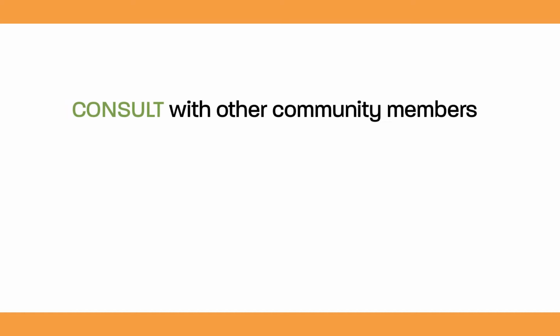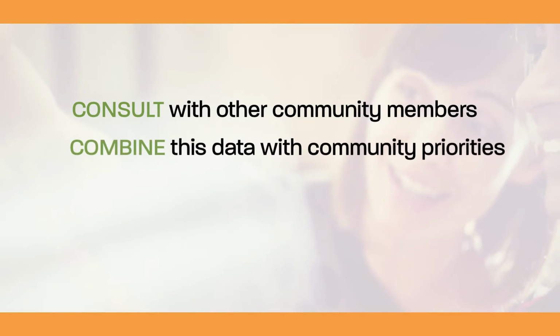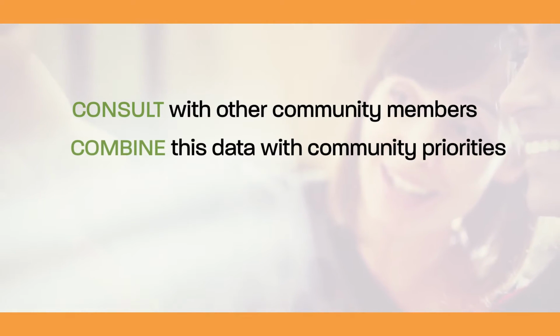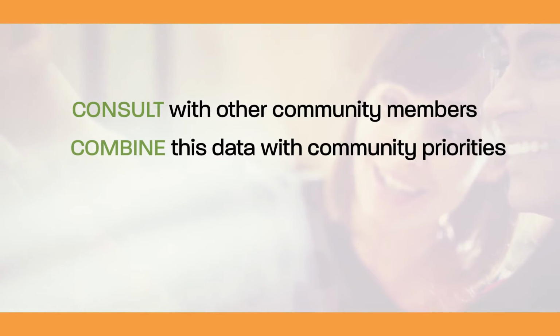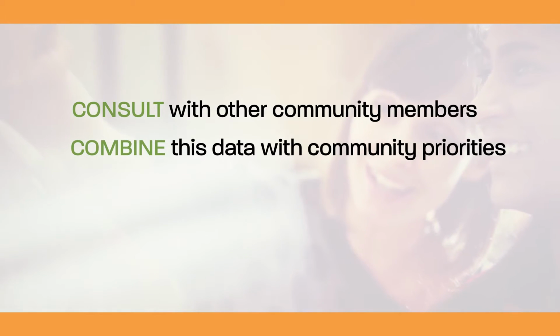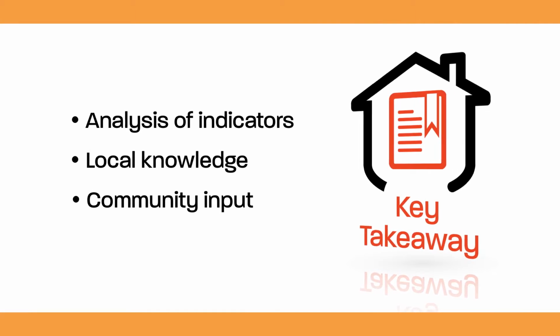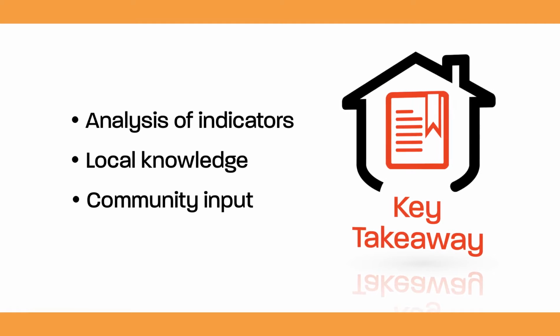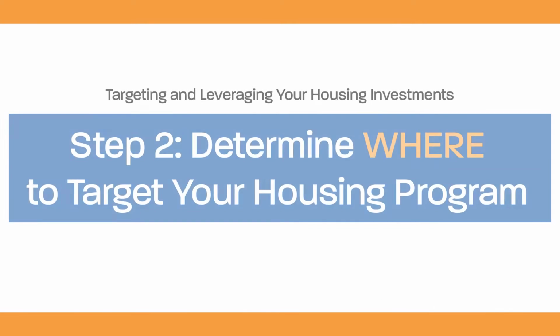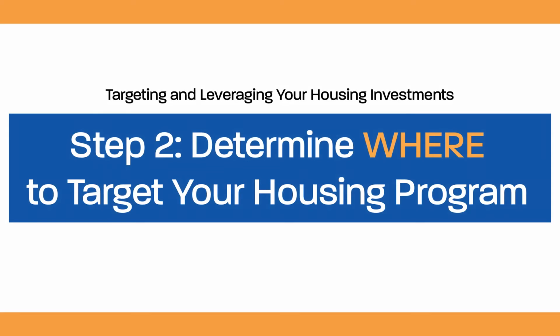After consultation with other community members, combine this data with the community priorities and housing and homeless needs assessment outlined in your consolidated plan to update your strategies. Analysis of indicators, local knowledge, and community input should inform the identification of issues and guide your housing investments. Determining where to target your housing program is critical.